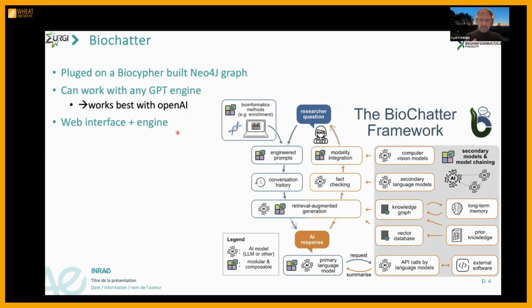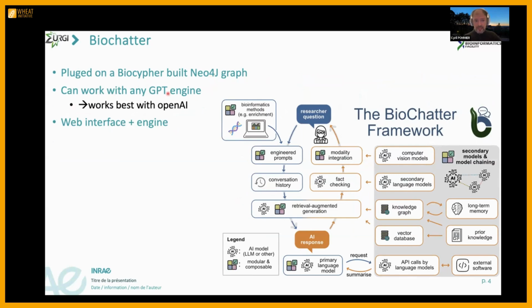BioChatter is the second part. It can be plugged onto the BioCypher-built Neo4j graph. The important thing is that plugging BioChatter onto any Cypher Neo4j graph is difficult, it is tricky. This is really one of the results we got from this workshop.